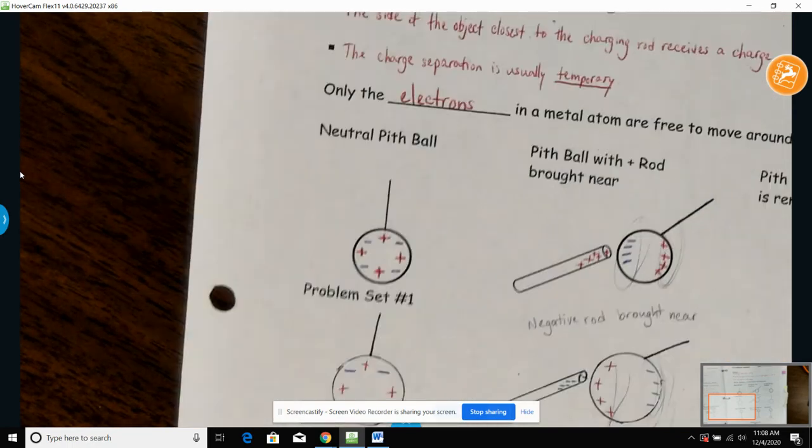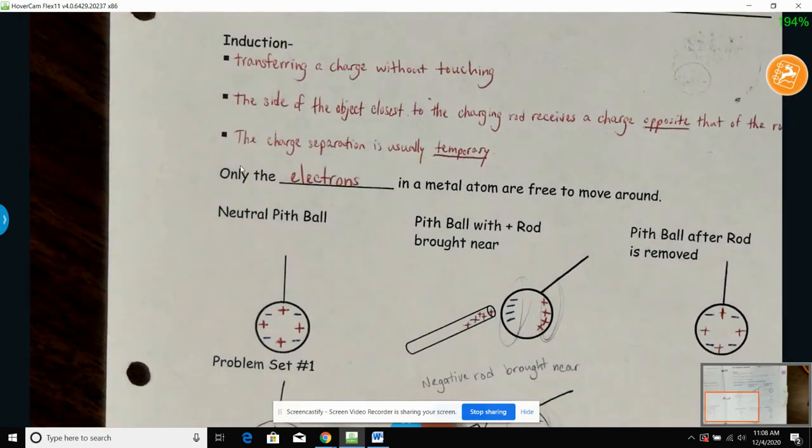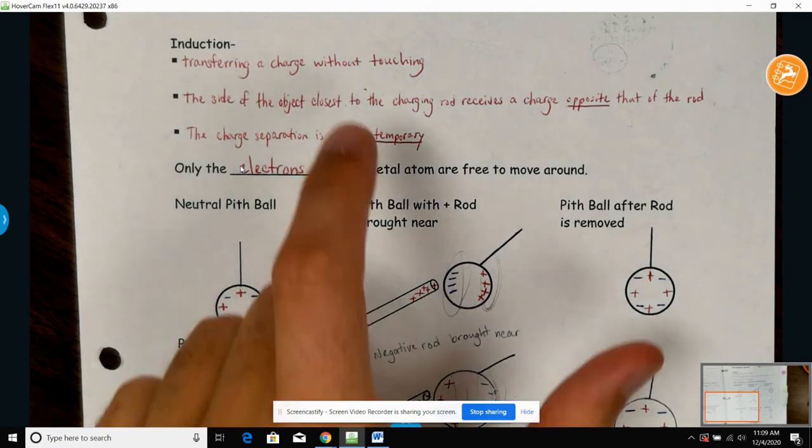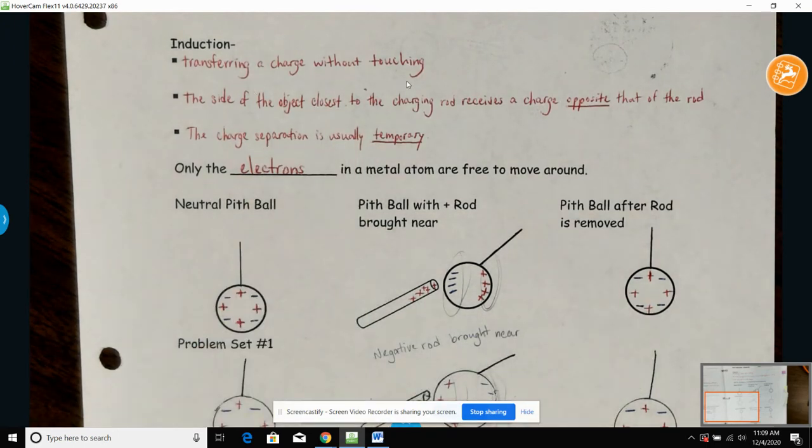Induction. Induction is another form of charging. You have friction, which we've talked about. Conduction is where you make contact with something, and the object is going to try and balance out charges. Induction is transferring a charge without touching. The side of the object closest to the charged object would receive a charge opposite to that, and this is usually temporary. Remember, only electrons can move.